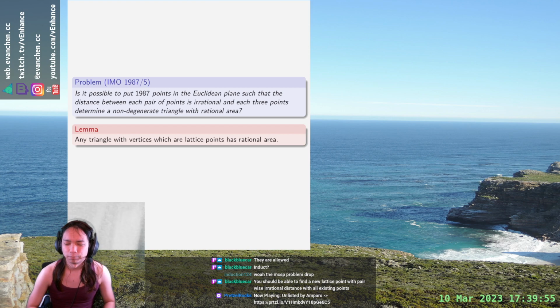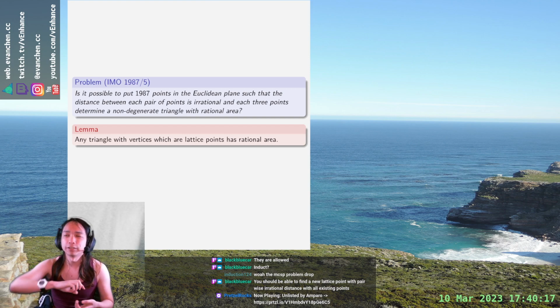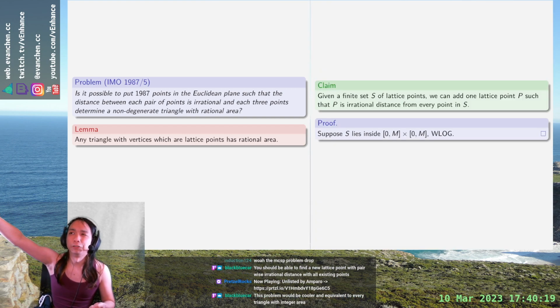And what's the best way to do this? What's the cleanest way? So suppose S lies inside 0 to m times 0 to m without loss of generality. So put it in a big box, and I think the idea is I'm going to just take a point that's close to a Pythagorean triple, and let's just nudge it a tiny bit. It should be okay. Maybe?